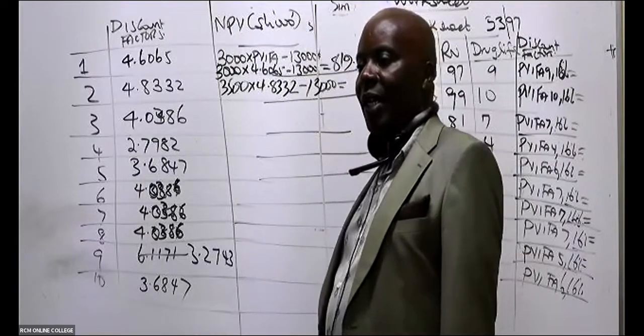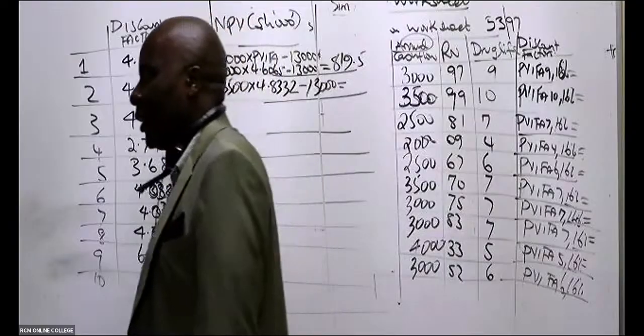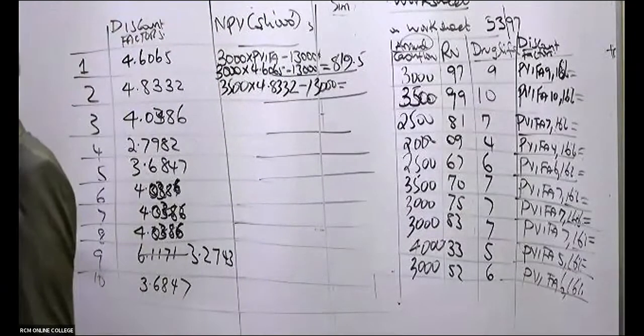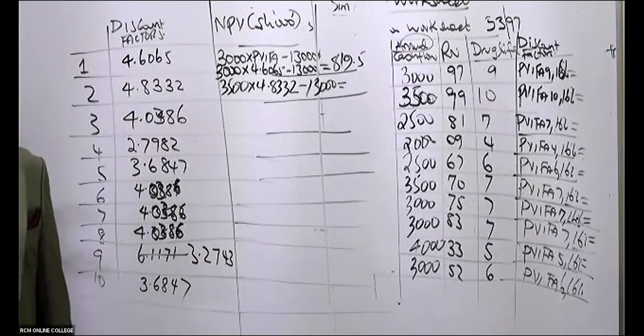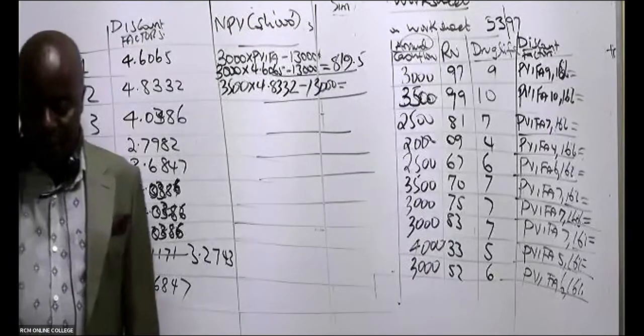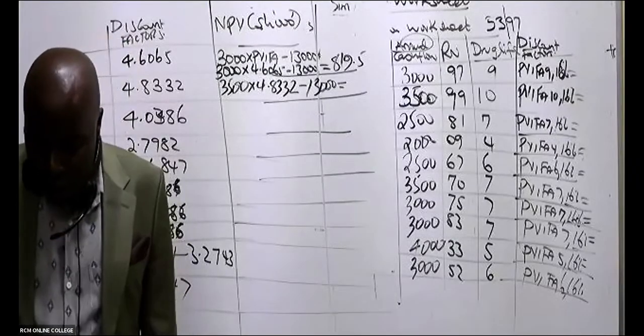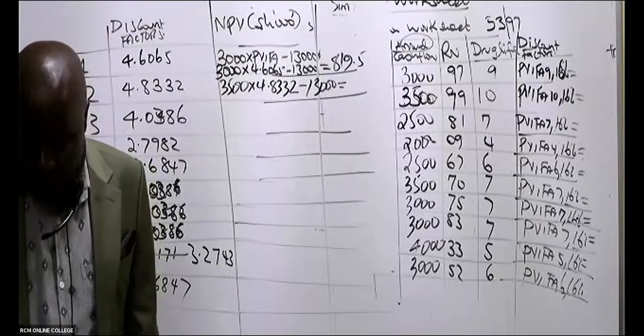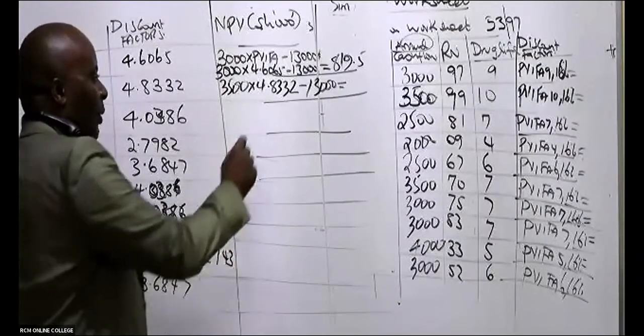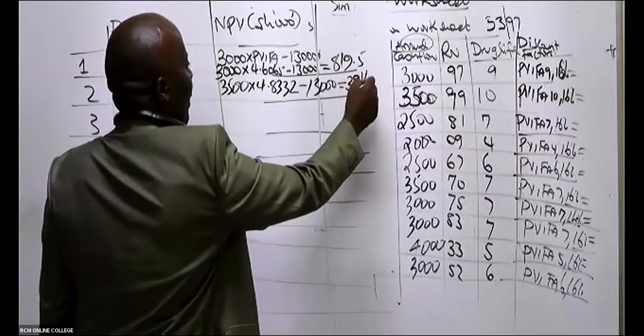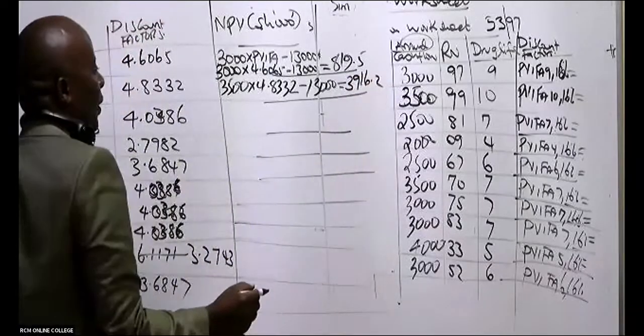13,000 doesn't vary, yeah? That remains like that throughout. According to Lincoln, we are getting 3916.2. From there, we have a third one.